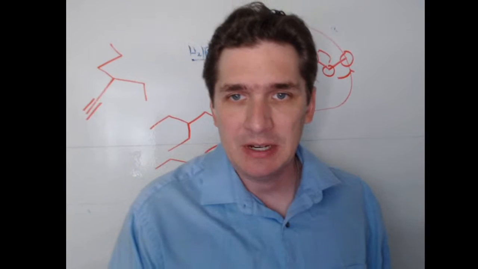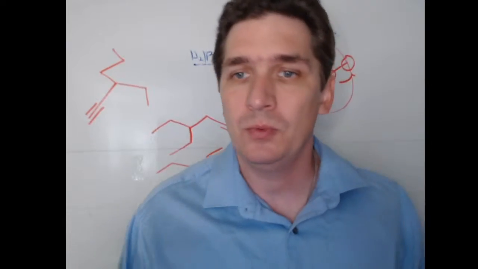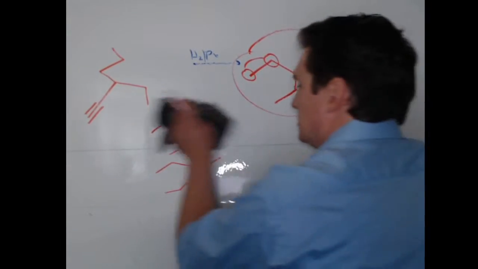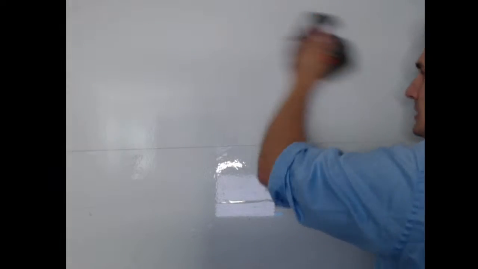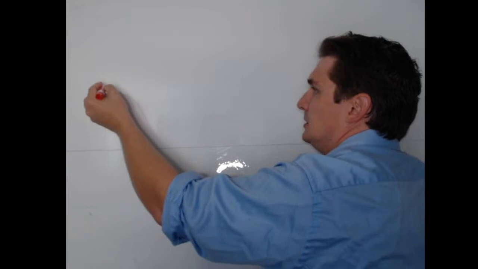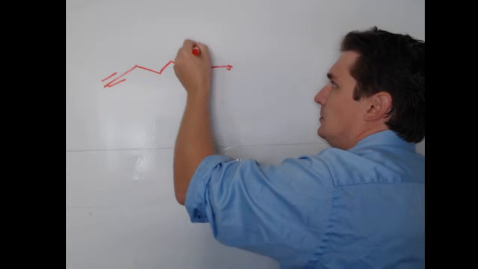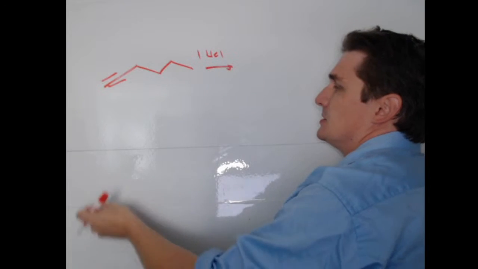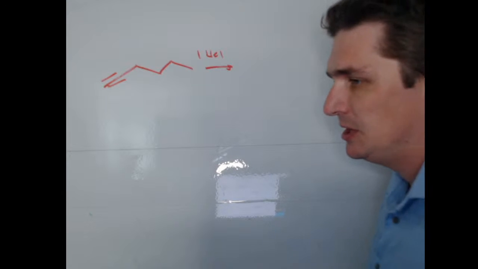Draw the structure of the major organic product isolated from the reaction of 1-hexyne with hydrogen chloride, one equivalent. So one equivalent of HCl means that we only get to do addition once. If we did it with excess HCl, we would definitely get multiple additions. So we've got 1-hexyne, 1, 2, 3, 4, 5, 6, with one HCl.